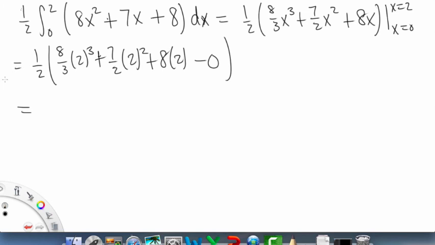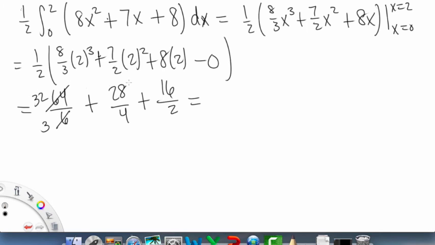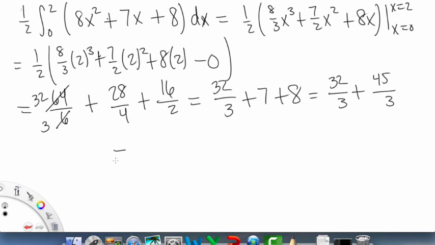And we get, okay, we're going to be getting an 8 times 8, so 64 over 6 plus 2 squared, 28 over 4, okay, and a 16 over 2, all right? So what this is going to turn out to be is, we can simplify this guy, so divide by 2, and you get 32 over 3 plus 7 plus 8, so that is 32 over 3 plus 15, which is 45 over 3. So our final answer is going to be 77 over 3. And we are done with that problem.